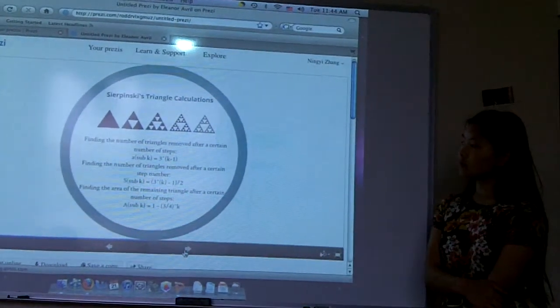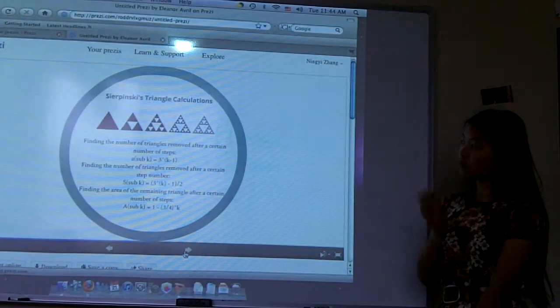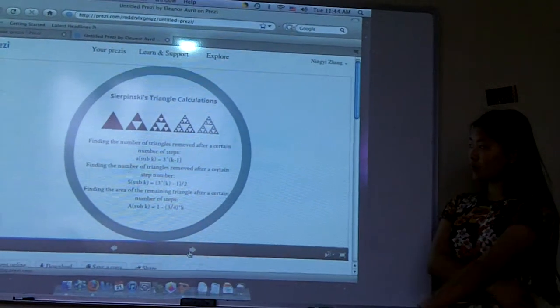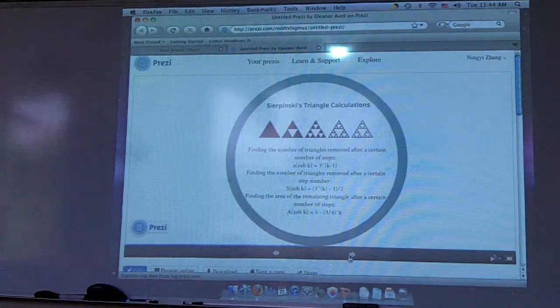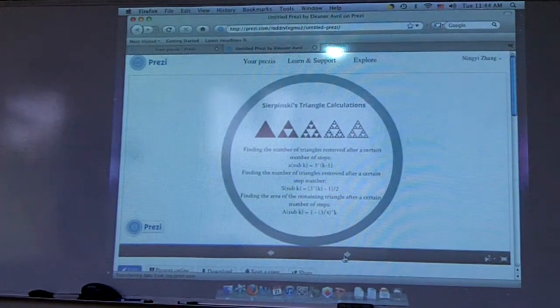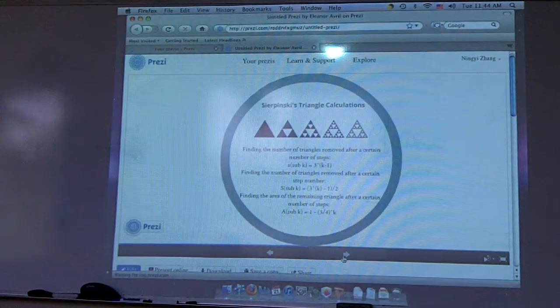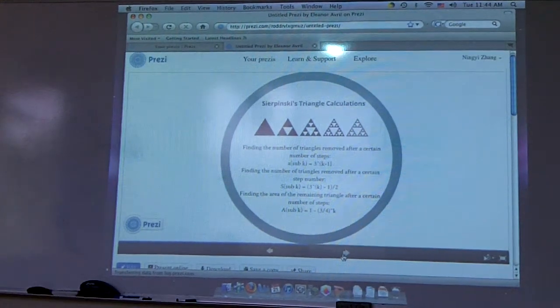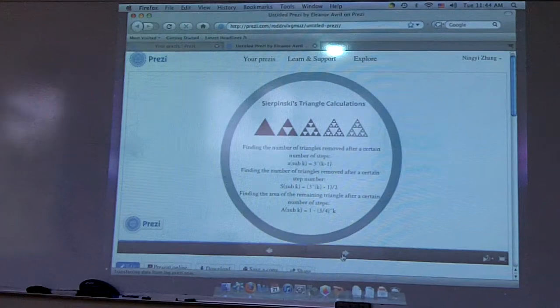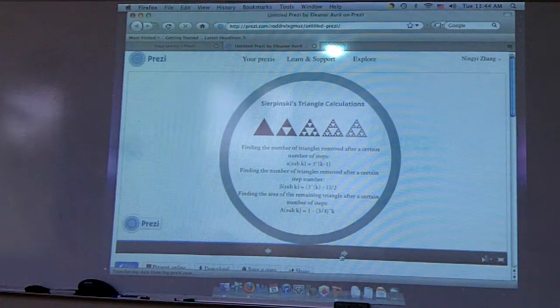So these are some calculations for Sierpinski's triangle. To find the number of triangles after a certain number of steps, use a sub k equals 3 to the k minus 1. And finding the number of triangles removed after a certain step number is s sub k equals 3 to the k minus 1, and then all that divided by 2. And the last one is for finding the area of the remaining triangle after a certain number of steps.